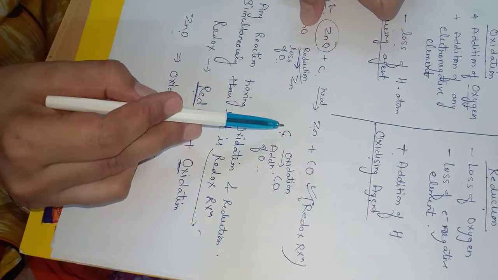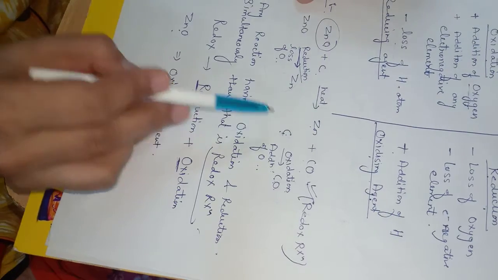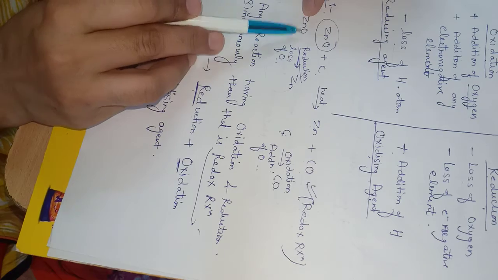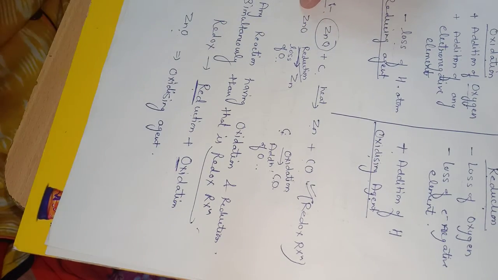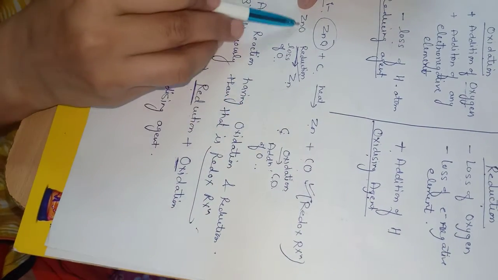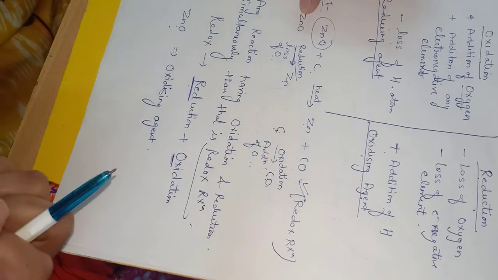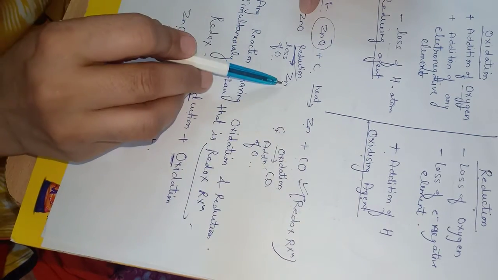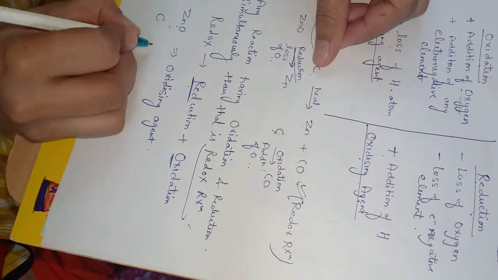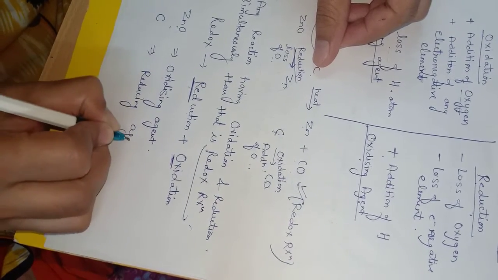And next is the reducing agent. What will the reducing agent be? The one that helps in reduction. Who helps in reduction? See here, carbon helped in reduction. Zinc oxide had oxygen. Zinc oxide converts into zinc only when someone is there to gain this oxygen. So carbon helped zinc oxide, gained its oxygen, and converted ZnO into Zn. So here carbon is the reducing agent which helps in reduction.